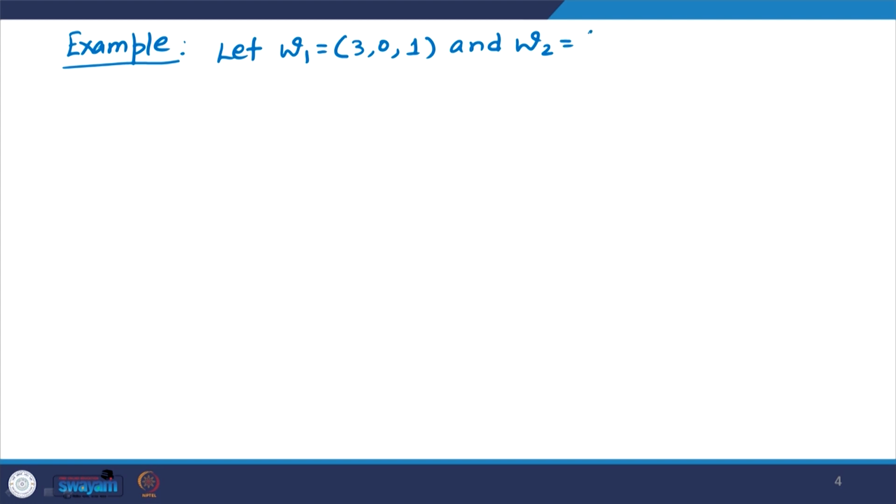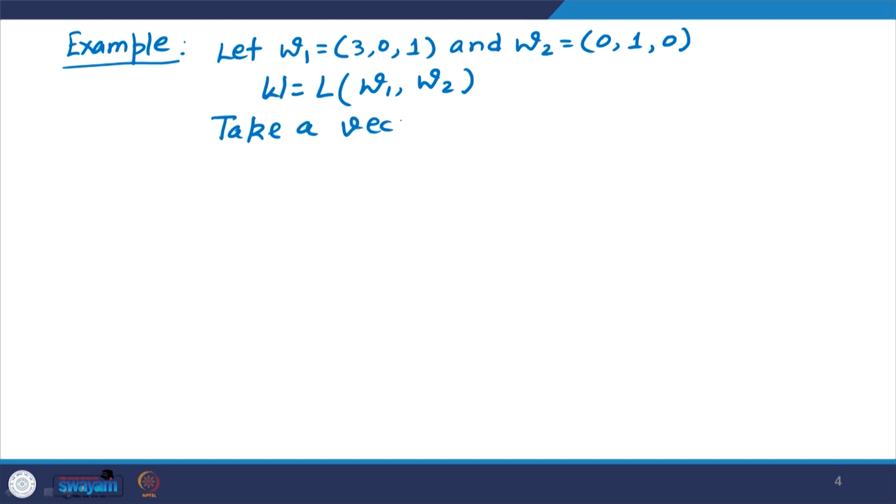So, let us see an example of this orthogonal projection. Let W1 equal to 3 0 1 and W2 equal to 0 1 0. Define W as the linear span of these two vectors W1 and W2. Now, take a vector v equal to 0 3 10, which belongs to R3. What will be the orthogonal projection of this vector v onto the subspace W?